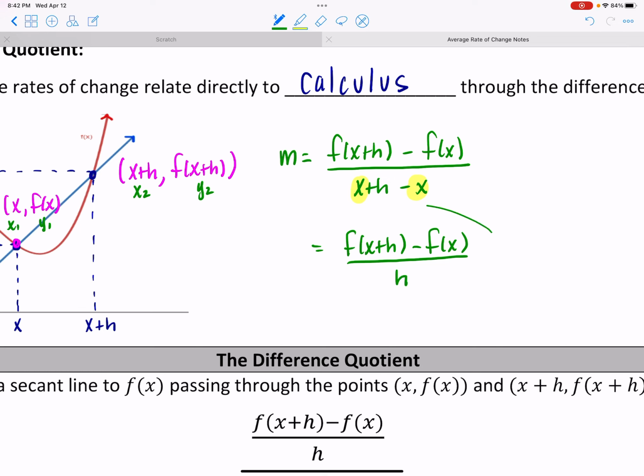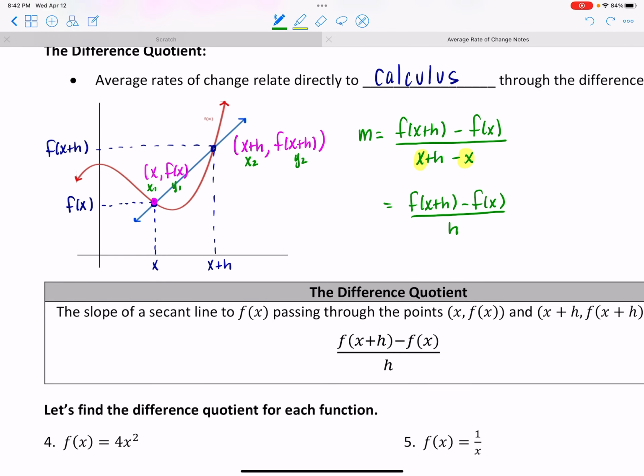And this is what we call the difference quotient, okay? So the difference quotient, again, it's just slope. It is the slope of a secant line to a function that passes through the endpoints. Okay, if I find the slope of the secant line that passes through the endpoints on some closed interval, that slope is this difference quotient, okay? I don't know what I was trying to say.